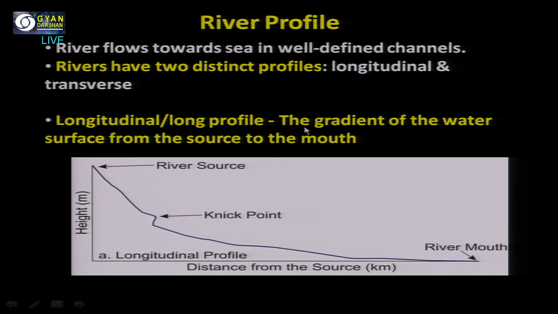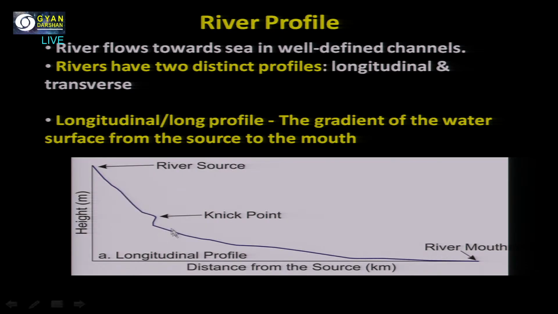And this is the profile of the river. Rivers show two kinds of profile: the longitudinal or long profile, and the transverse profile. Longitudinal profiles show the gradient of the water surface from the source to the mouth. As you can see in this figure, on the x axis is the distance from source and on the y axis is the height, and this is how the profile of the river is shown here.